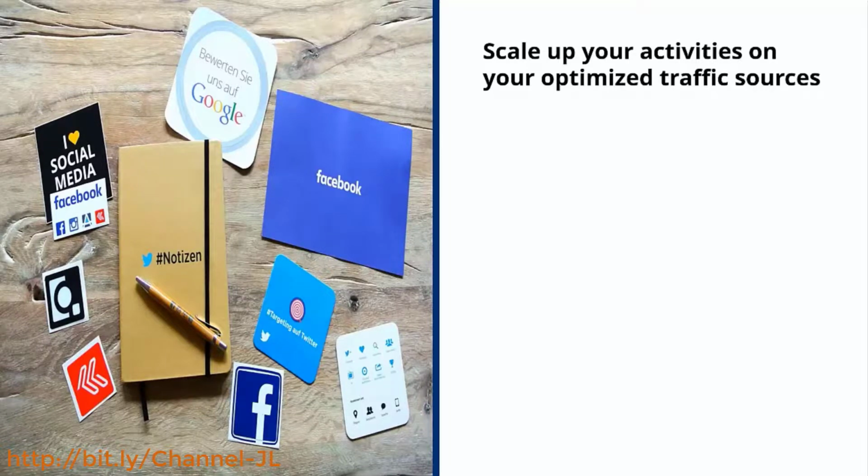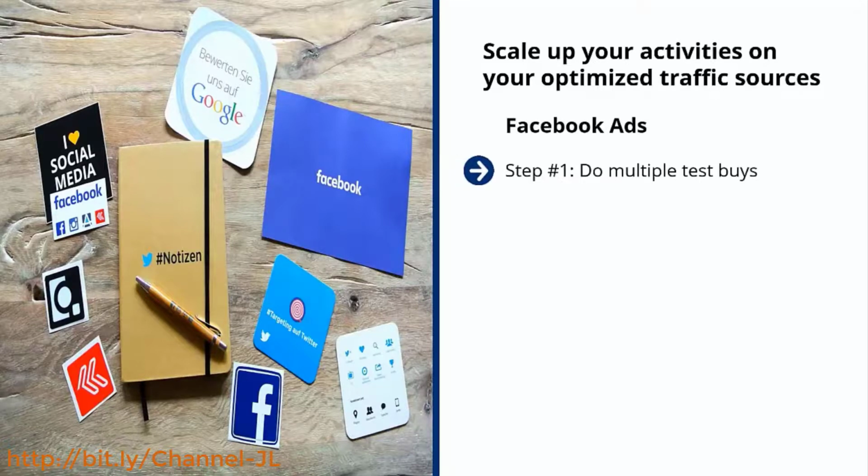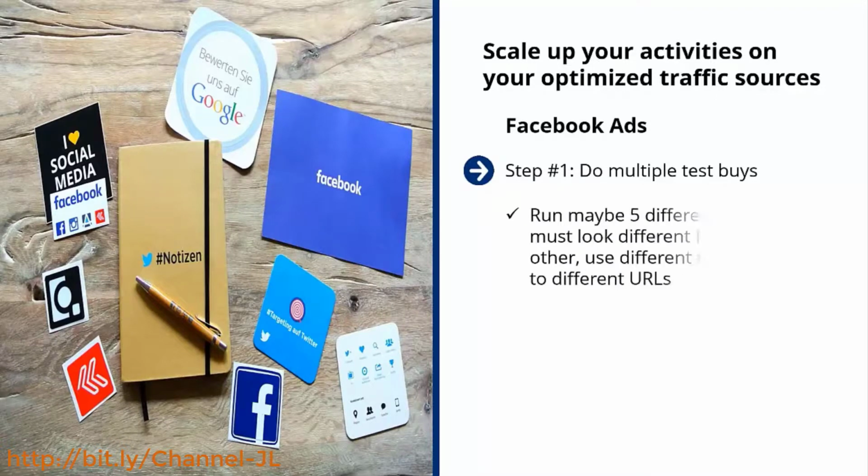What follows are optimization strategies customized for the different traffic methods discussed in the previous videos. Facebook ads. Step number 1, do multiple test buys. Run maybe 5 different ads. These must look different from each other, use different texts, and go to different URLs.